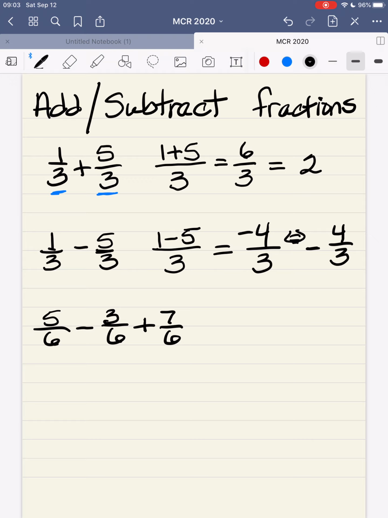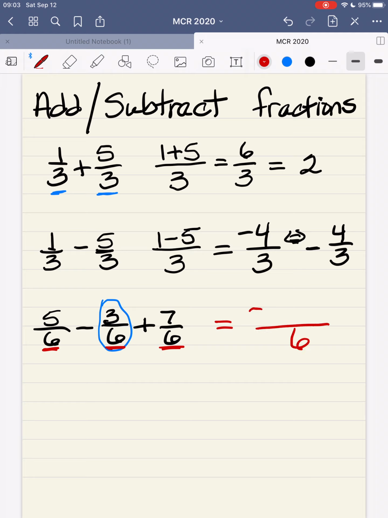All right, let's look at something that's a little bit longer. I have 5 over 6 minus 3 over 6 plus 7 over 6. Now I know I showed you the trick in multiplication and division that you could simplify a fraction. In this case, we don't want to because we 100% need to have these stay the same. And they're already there. I don't want to create more work for myself. So in this case, my denominator is still going to be 6. It's going to stay there.